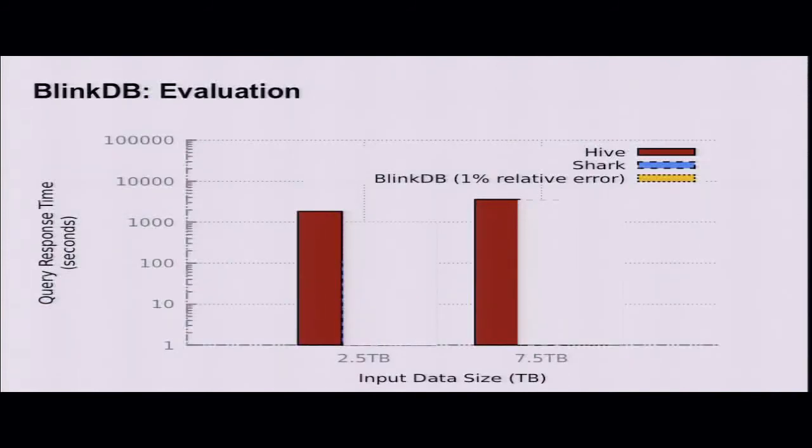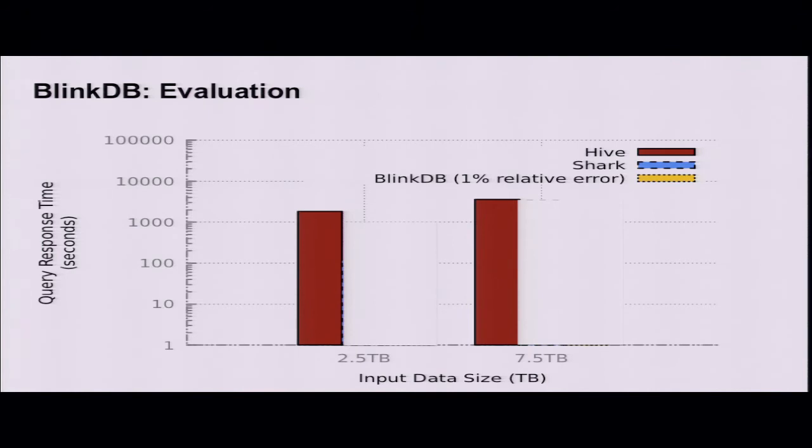Here is, I think, the last evaluation I have. This shows BlinkDB versus Hive and Shark. There are 2 data sets, 2.5 terabytes and 7.5 terabytes. They run on 100 machines in both experiments in Amazon. The 2.5 terabytes is small enough that it fits in the memory of the machines. The 7.5 terabytes is large enough that it doesn't fit in the memory of the machines.